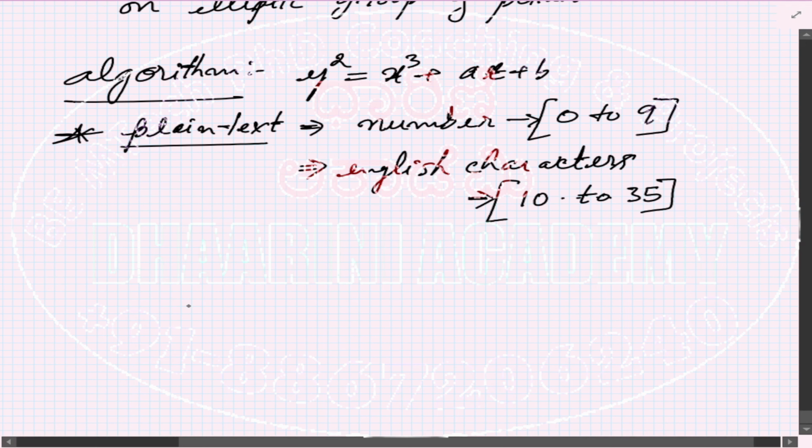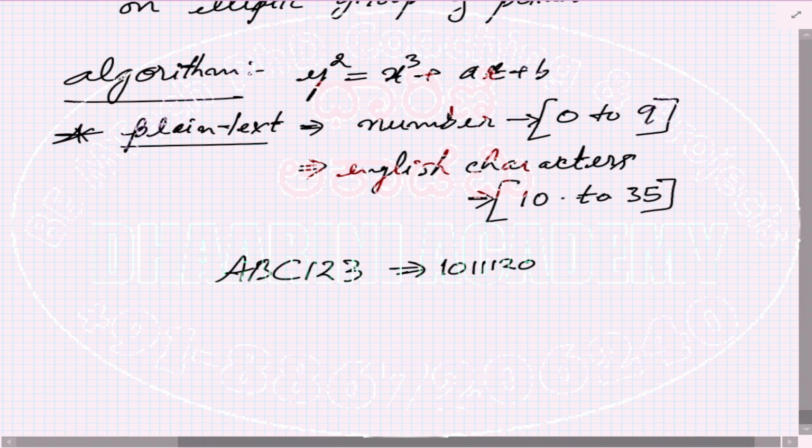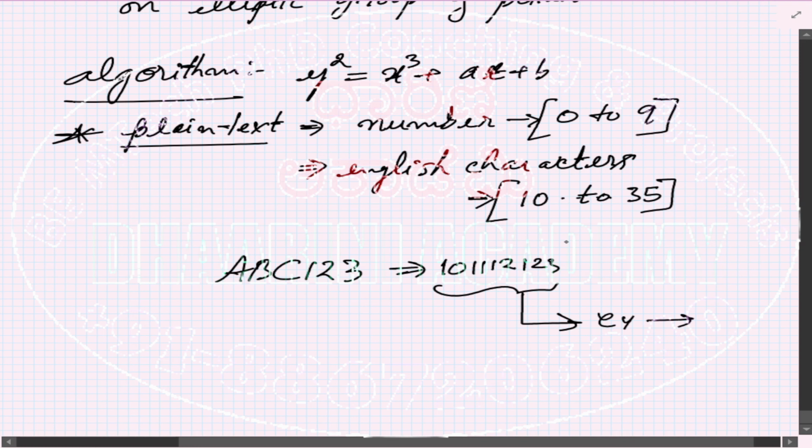So if you have any text like ABC 123, my plain text corresponding to this will be: A is nothing but 10, B is 11, C is 12. Then I have 1, 2, 3 as it is. So this is actually my plain text which I want to send. This will be converted into a cipher, then it will be sent. So this is the overall idea now.